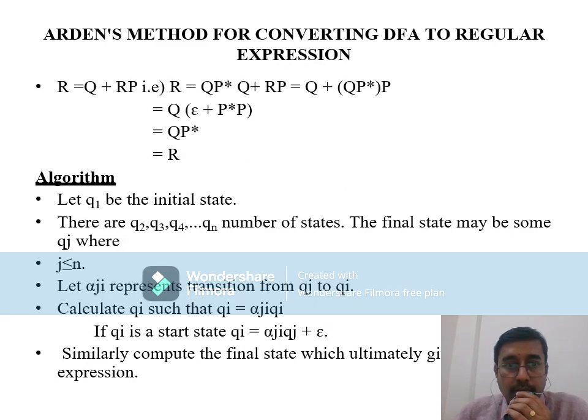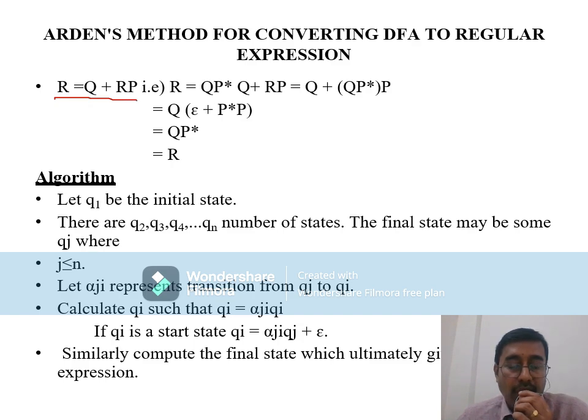Okay, good morning. So next we'll see the next topic, that is Arden's theorem, used for converting our DFA to a regular expression. How are we going to convert by using Arden's theorem? The formula for Arden's theorem is R equal to Q plus RP. So this is the formula: R equal to Q plus RP.